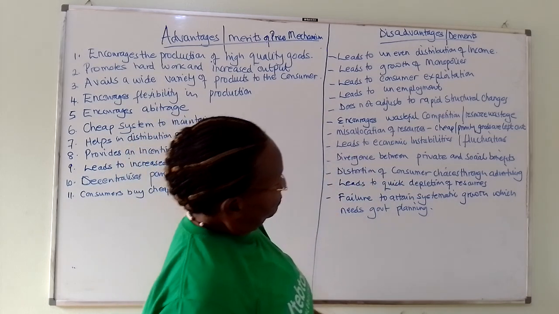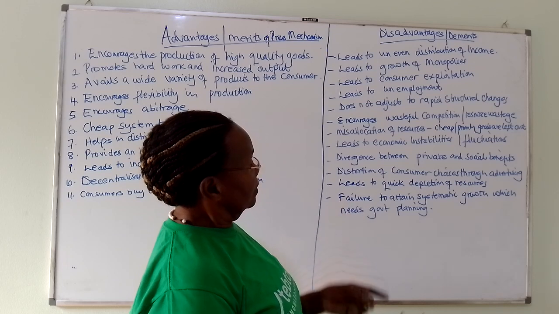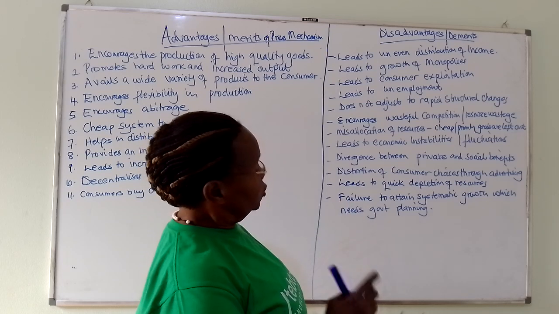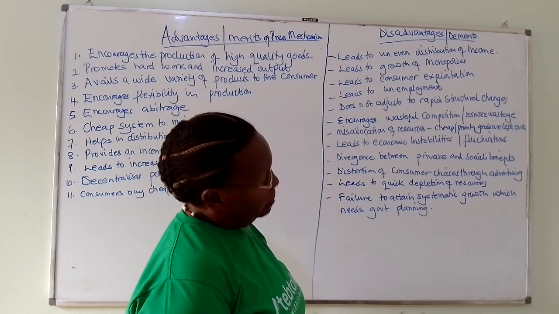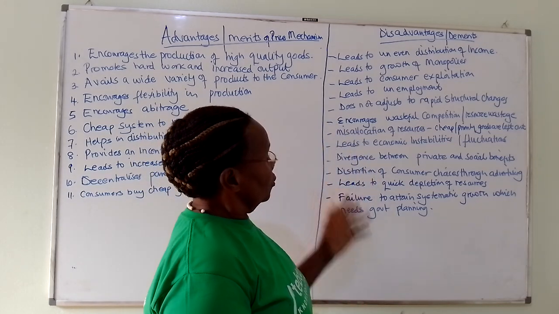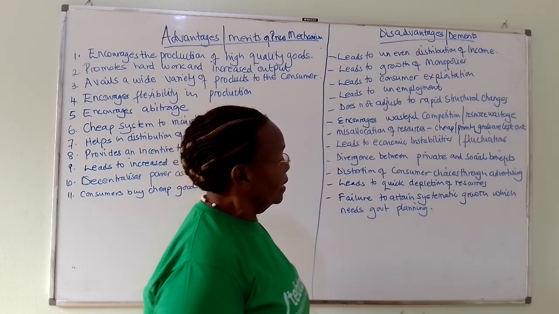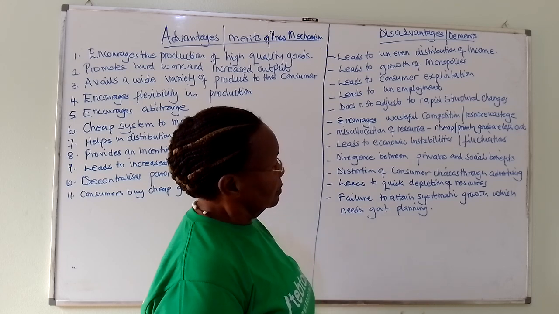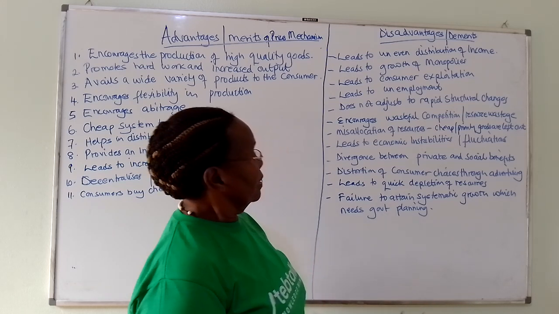Leads to economic instabilities or fluctuations, which is again arising out of the competition. Prices rise and fall depending on demand and supply because of the forces of demand and supply governing the market. So economic instabilities like inflation, like unemployment are inevitable, and that is a problem or disadvantage of the price mechanism.